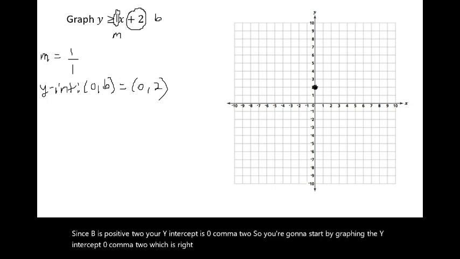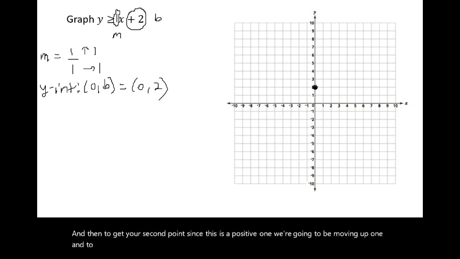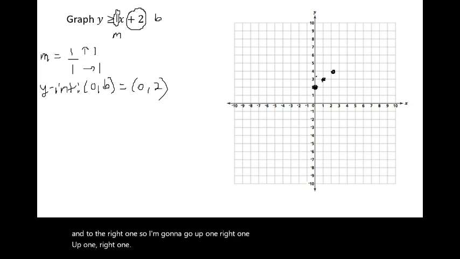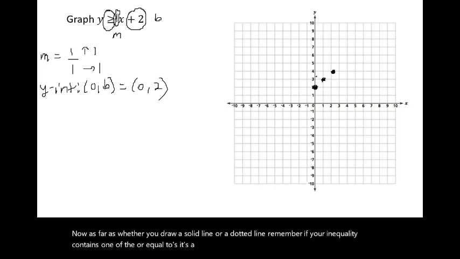And then to get your second point, since this is a positive 1, we are going to be moving up 1 and to the right 1. So I'm going to go up 1, right 1, up 1, right 1. Now, as far as whether you draw a solid line or a dotted line, remember, if your inequality contains one of the or equal to's, it's a solid line. So since this is a greater than or equal to, I am going to draw a solid line.